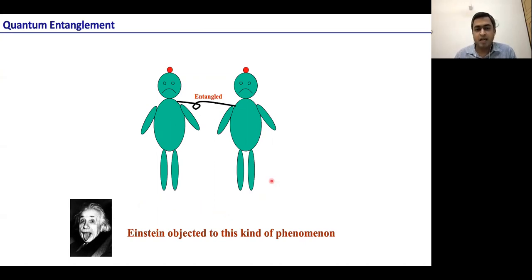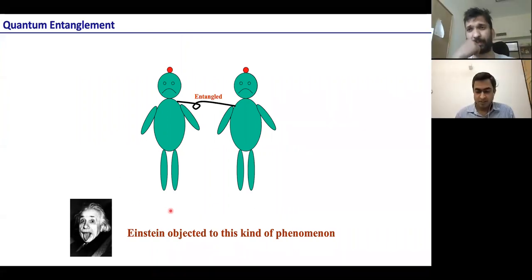And just because entanglement has this kind of interpretation, EPR objected to this phenomenon, saying that physically such things cannot happen, and they had their own arguments. They suggested that there can be an alternative theory with some more variables, which they called hidden variables. With that theory, maybe entanglement could be explained without using the wave function. So that was the idea.